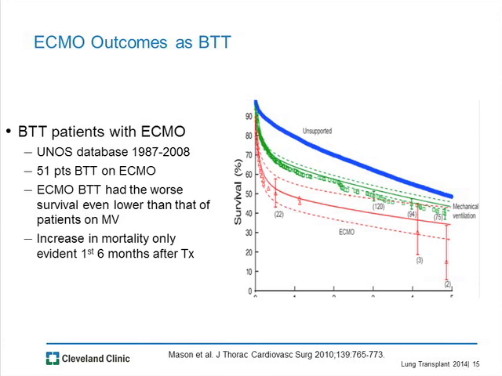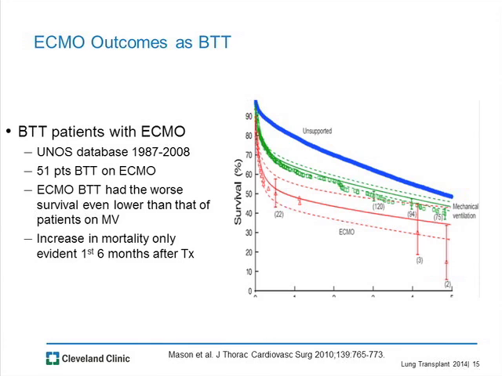Now, the interesting thing about this study is that we really don't know what type of ECMO was used to support these patients. Was it venous-venous ECMO or was it veno-arterial ECMO? We don't know if these patients were ambulatory on ECMO. All we know is that they were bridged to transplant on ECMO.